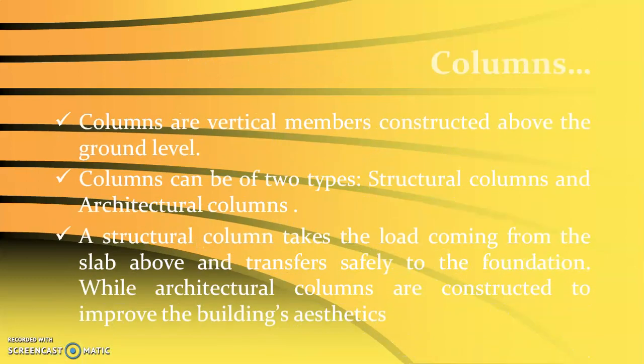Then the columns. Columns are vertical members constructed above the ground level. Columns are generally of two types. They can be structural columns or architectural columns. A structural column, in case of frame structure, takes the load coming from the slab above and transfers it safely to the foundation, while architectural columns are constructed to improve building aesthetics.